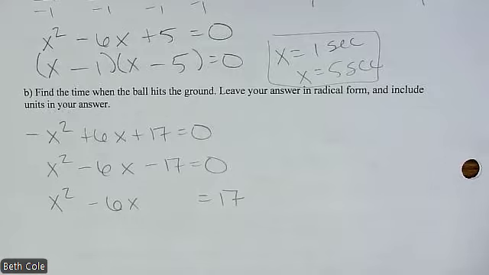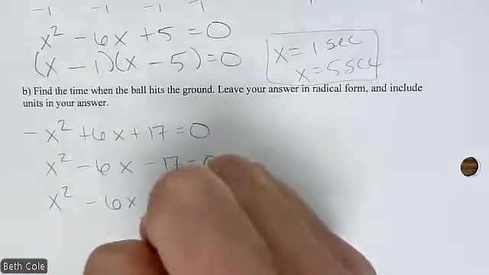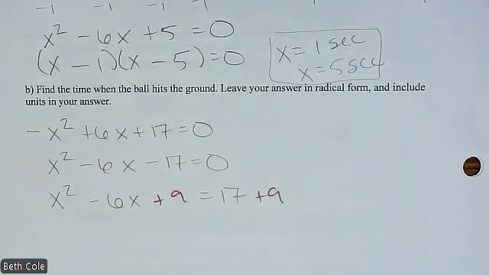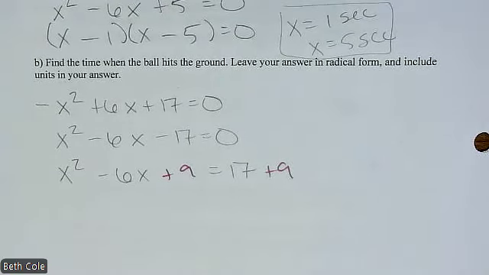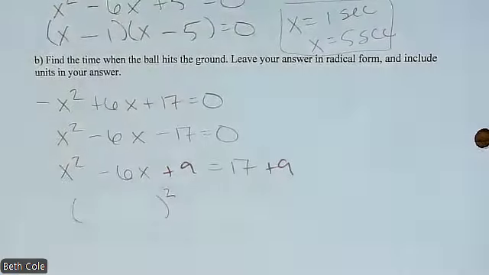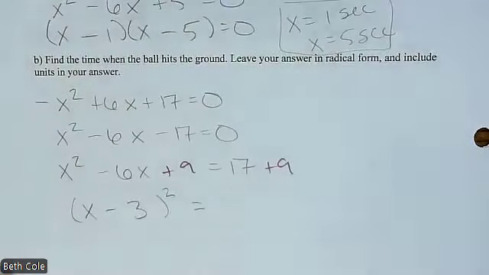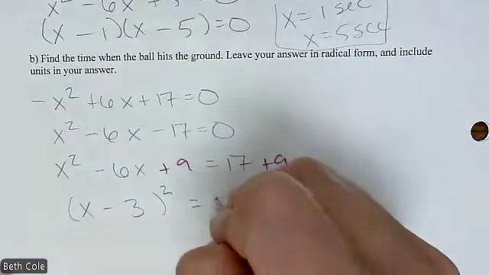So what would you add to both sides? 9? Once you start churning these out, it's the same steps with every single problem. The numbers are just different. You're just doing the same thing over and over and over again. All right, blank squared. Negative 3. This side would be, what is that, 26?